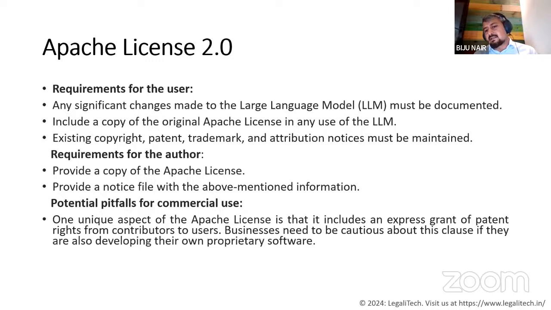And as we discussed earlier, the express grant of patent rights from the contributors to the users is one of the biggest pitfalls. This could not be granted by a business because it affects their intellectual property rights. So it may not be advisable for them to use such large language models under the Apache 2.0 license.